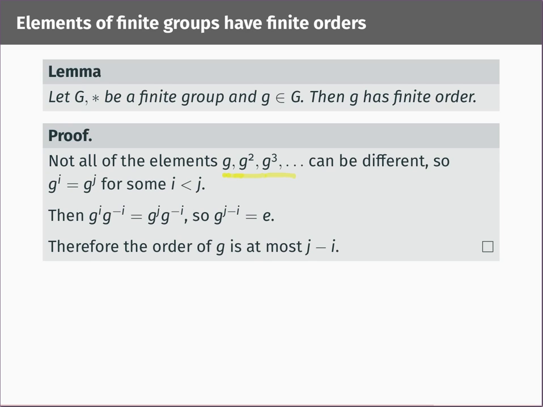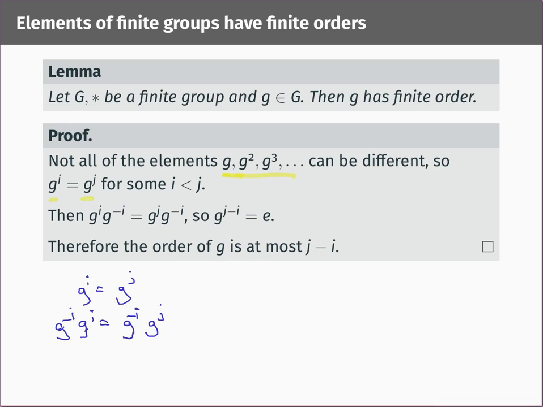So if there's a repeat, what that means is that g to the i is equal to g to the j for some i less than j. Now if that's true, let's do a calculation. If g to the i is equal to g to the j, then I can multiply both sides by the inverse of g to the i. And the inverse of g to the i is g to the minus i. So if we multiply both sides by g to the minus i, we get g to the minus i times g to the i is equal to g to the minus i times g to the j.